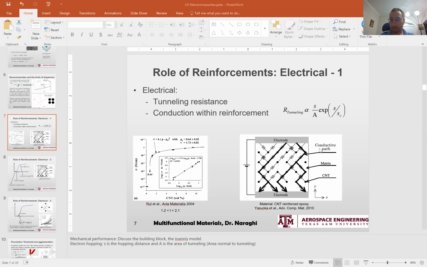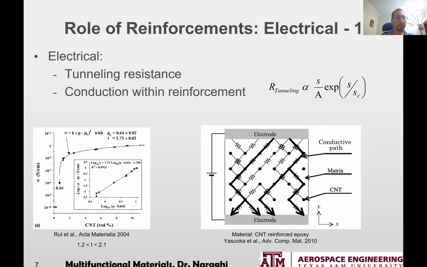So let's continue on this slide. Basically, what we're going to focus on is nanocomposites in which we have low concentration of, let's say, a nanomaterial such as carbon nanotube. And the first thing we're going to start discussing is how electrical conductivity changes with the volume fraction of the nanomaterial.